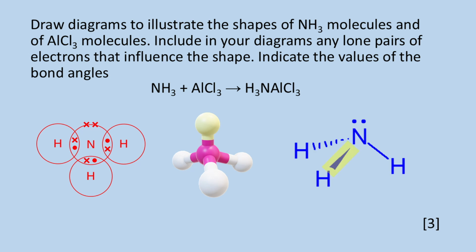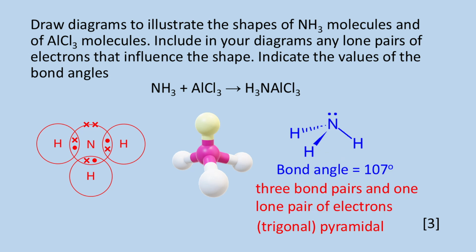The 3-dimensional diagram for ammonia is shown on the right in blue. A wedge represents the bond coming out of the plane of the screen. A dotted or dashed line shows the bond going into the plane of the screen. A solid line shows the bond in the same plane as the screen. And finally, the lone pair of electrons must be shown as 2 dots above the nitrogen atom.